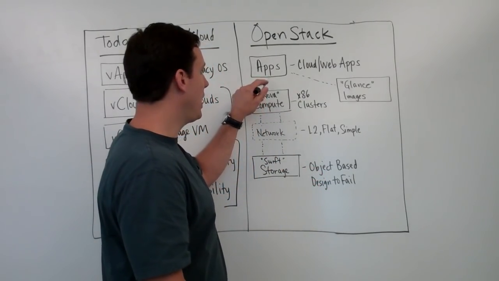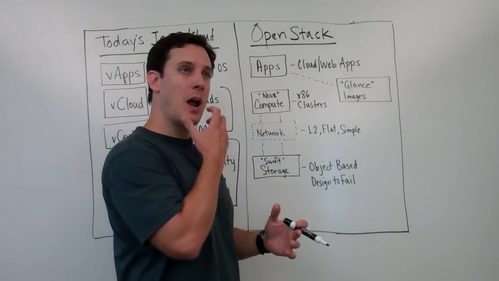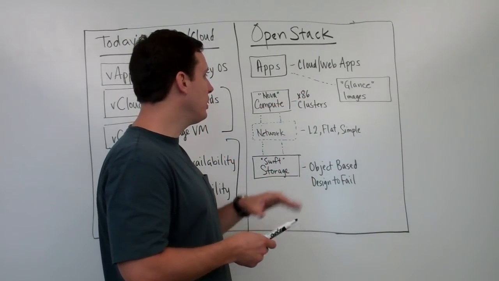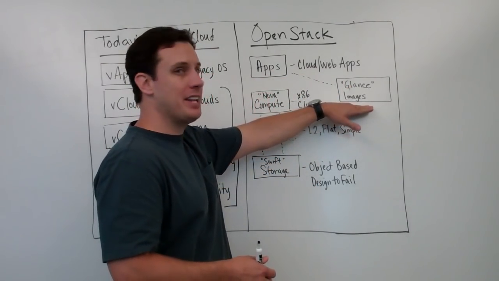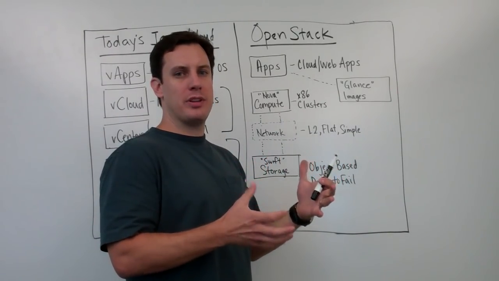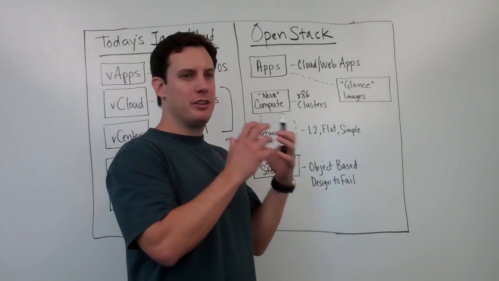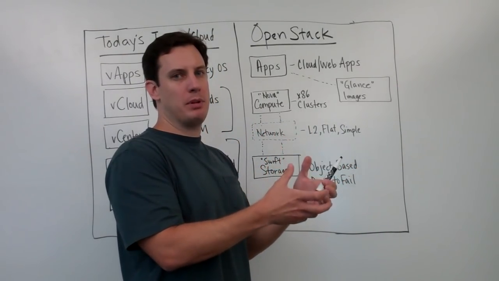So the applications are going to be cloud or web applications. We're not talking about legacy applications here. Within OpenStack, there really today are three main components. The first is something called Glance. Glance is the project name for the image repository, the thing that's going to keep track of your ISOs and all your builds and all the things you need to create and pull together an application.